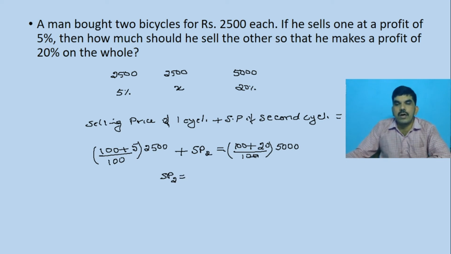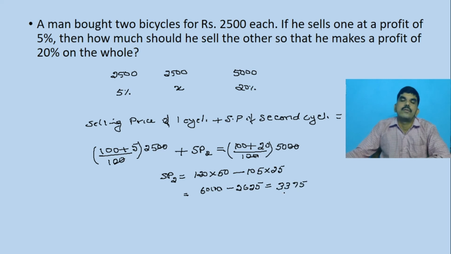It will come as, so this is what will happen, 100 goes cancel. So 120 into 50 minus, 100 gets cancelled, so 105 into 25. So if you do the calculation, 120 into 50 is 6000 minus 105 into 25, 2625. That is equal to 3375. So this must be the selling price. Selling price of the second bicycle is 3375.